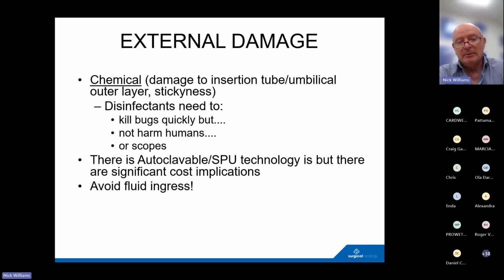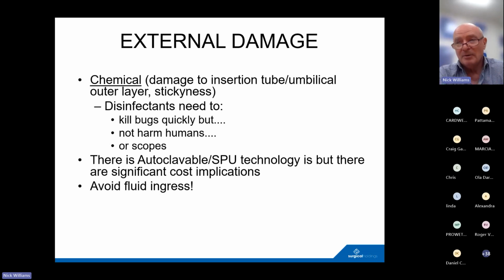I mentioned autoclavable and single patient use technology. There is that out there. Certainly I know of autoclavable technology in some of the organizations that I've dealt with in the past. I don't think there are any autoclavable scopes actually on the market at the moment, but the technology is certainly there. It's expensive, and obviously you have to look at the return on investment on that expense. And then there's also single patient use, disposable technology out there as well. There are pros and cons of everything, but there are significant cost implications on a lot of this.